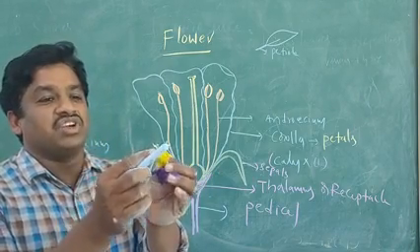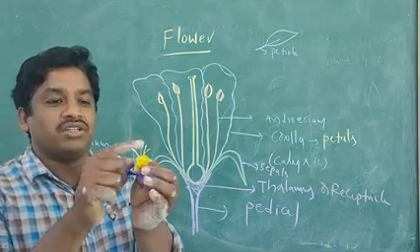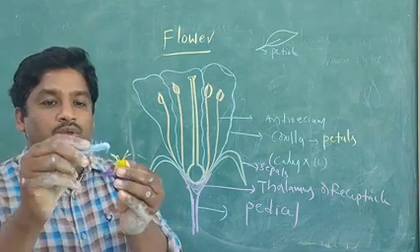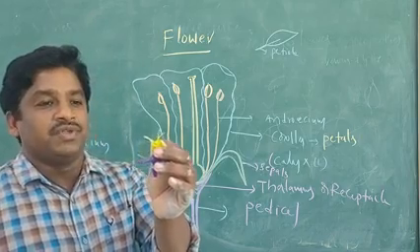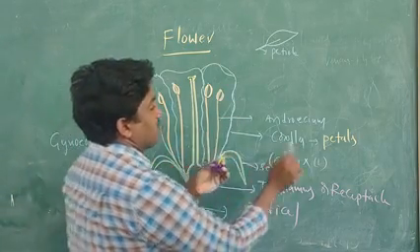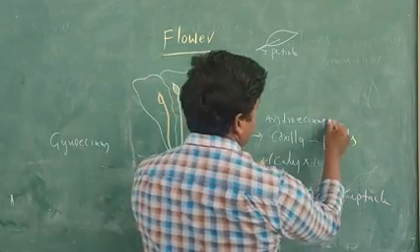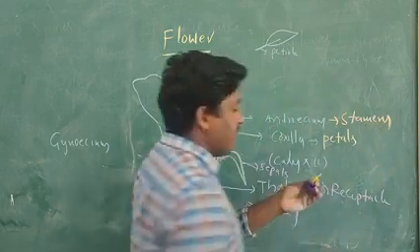The androecium consisting of these stamens. Here, see, 1, 2, 3, 4 are present. 4 stamens. The third circle, what do you call? Androecium. Androecium consisting of stamens, a group of stamens.